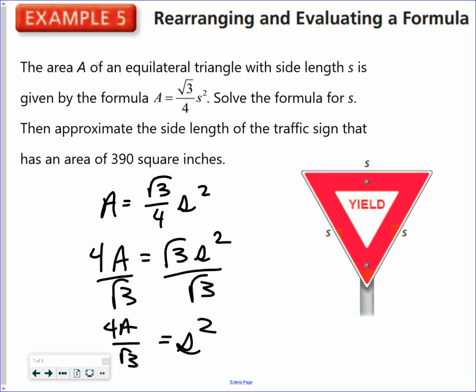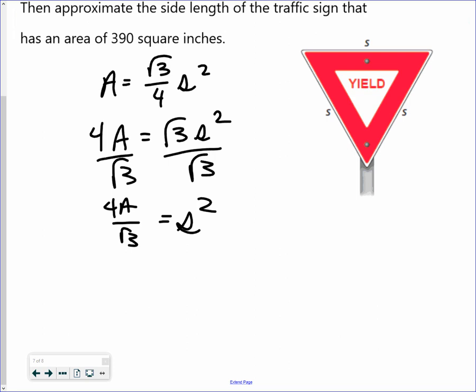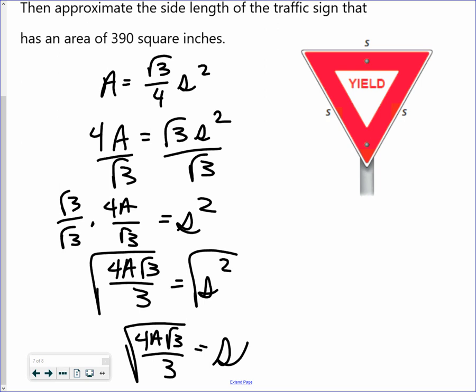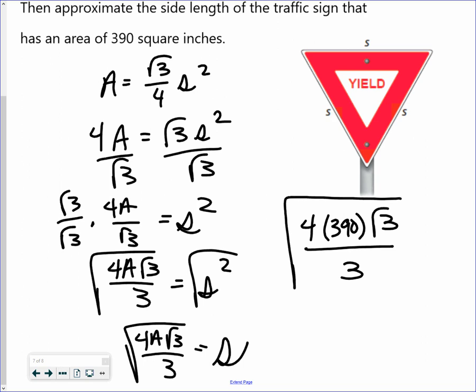Now, rationalize the denominator. I'm not sure how many teachers are going to make you actually do that, but 4A square root of 3 over 3, if I multiply both the top and the bottom by the square root of 3, and then take the square roots of both sides. So s equals, and this is a pretty lengthy question here, the square root of 4A square root of 3 over 3. Now, the question is, what if I put 390 in for A? So 4 times 390 times the square root of 3 over 3, and the square root of that.